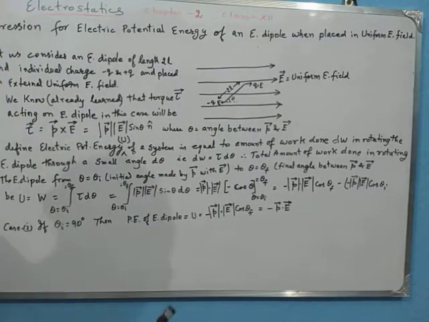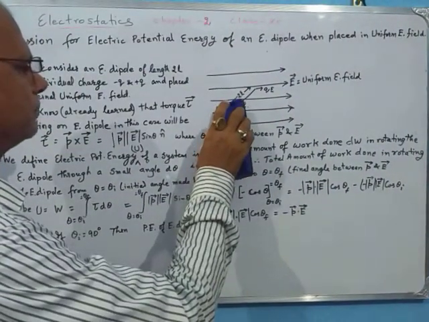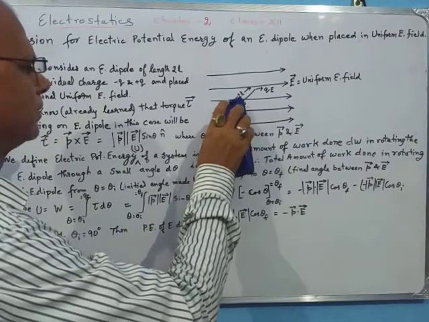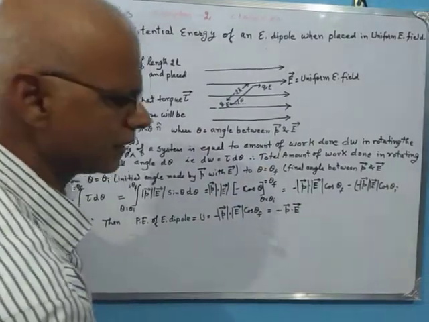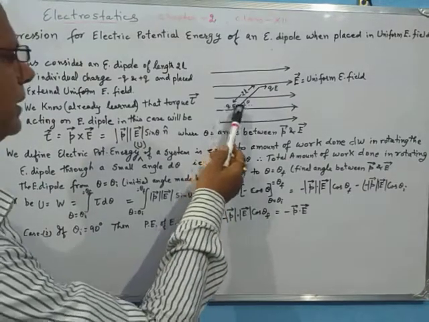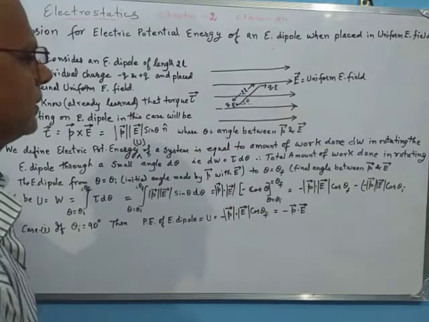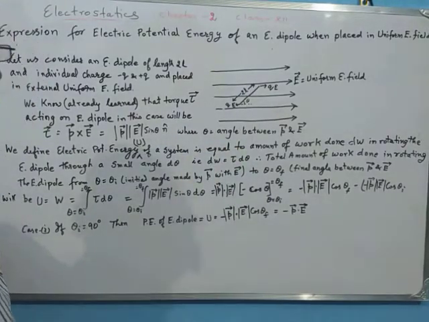That way, if we mention the minus, then we need not show it by an arrow. So here we are showing that the electric force acting due to the electric field on the minus Q charge is along the direction opposite to the electric field.